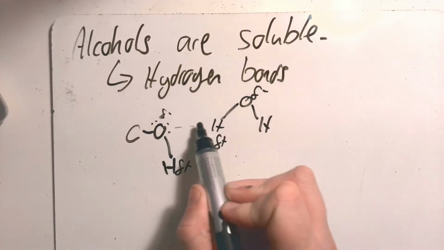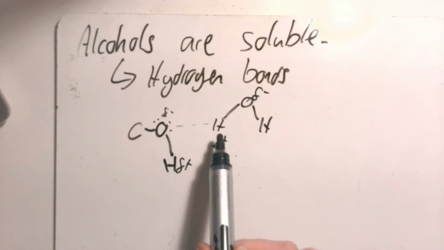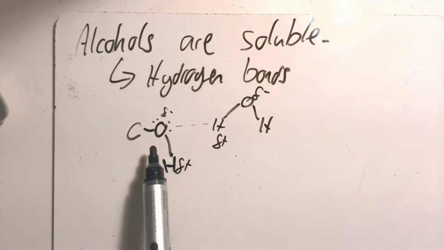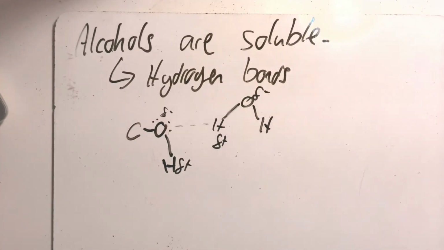So you're going to end up with hydrogen bonding between the water molecules and the alcohol molecules, meaning that they have a similar energy and they're going to mix together very readily. That is why the alcohols are soluble.